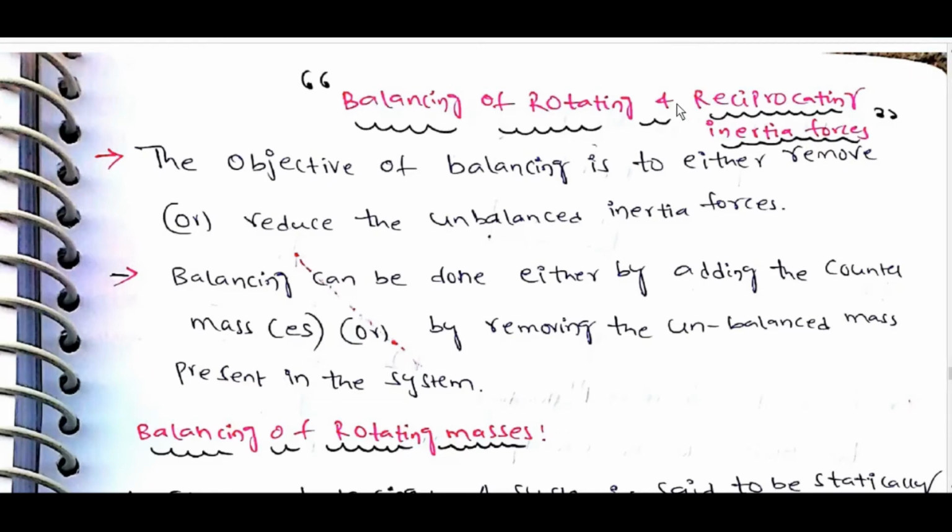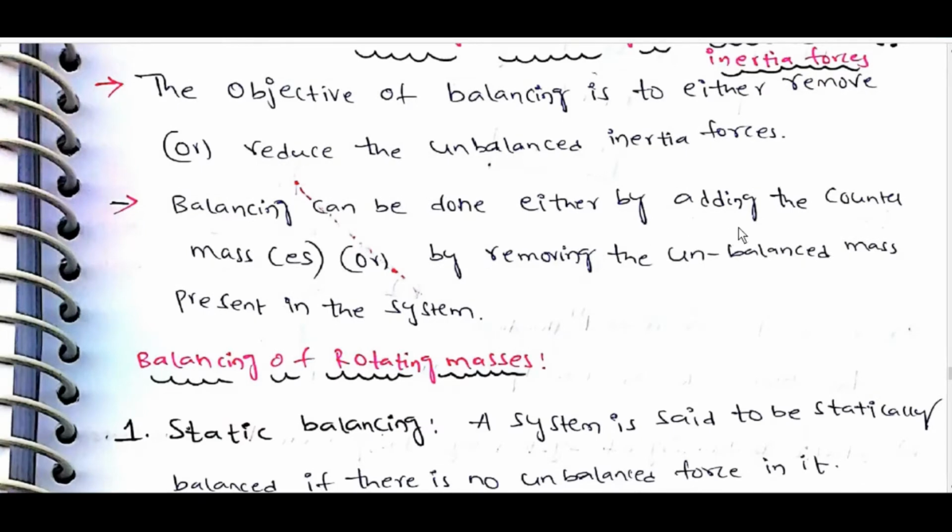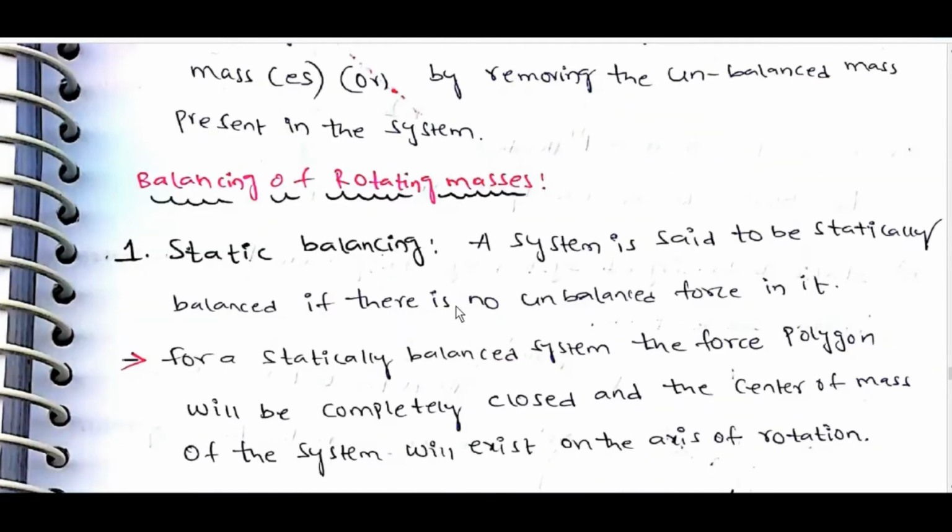Balancing of rotating and reciprocating inertia forces. The objective of balancing is to either remove or reduce the unbalanced inertia forces. Balancing can be done either by adding counter mass or by removing unbalanced mass present in the system.